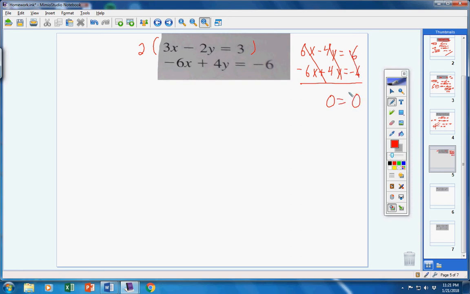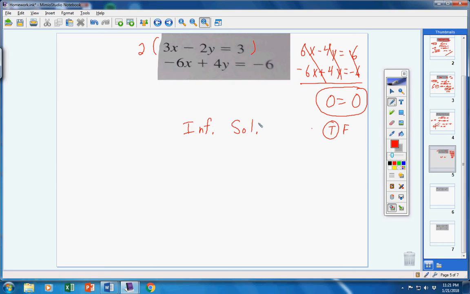So, yes or no, did your variables cancel out? Yes. So our answer is either no solution or infinite solutions. Well, look at what you're left over with. 0 equals 0. Is that true or false? That's true. So your answer is infinite solutions.